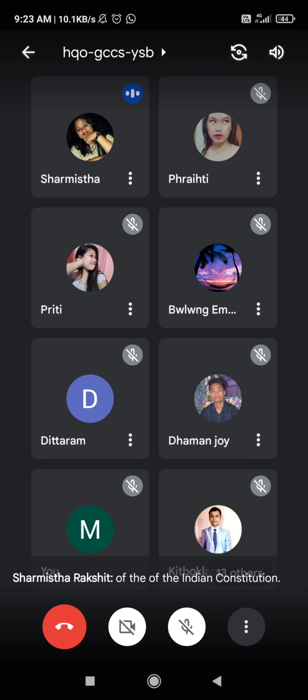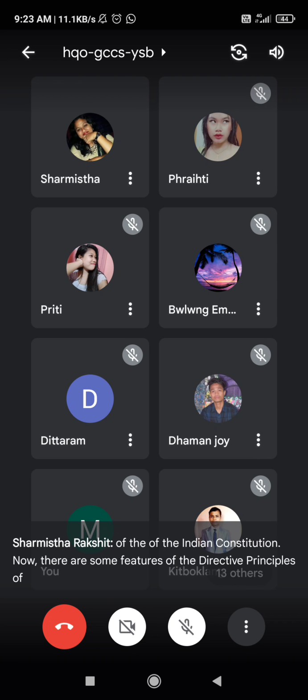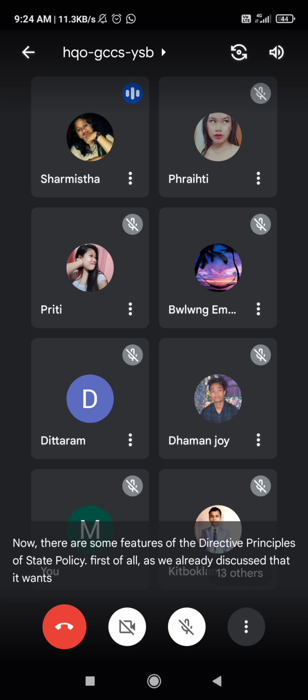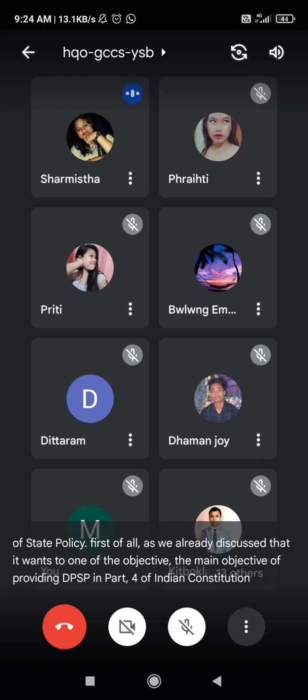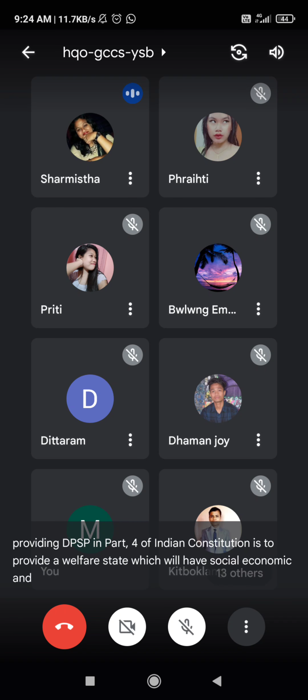Now, there are some features of the directive principles of state policy. First of all, as we already discussed, the main objective of providing DPSP in Part 4 of the Indian Constitution is to provide a welfare state which will have social, economic and political justice. That is the main objective of DPSP.